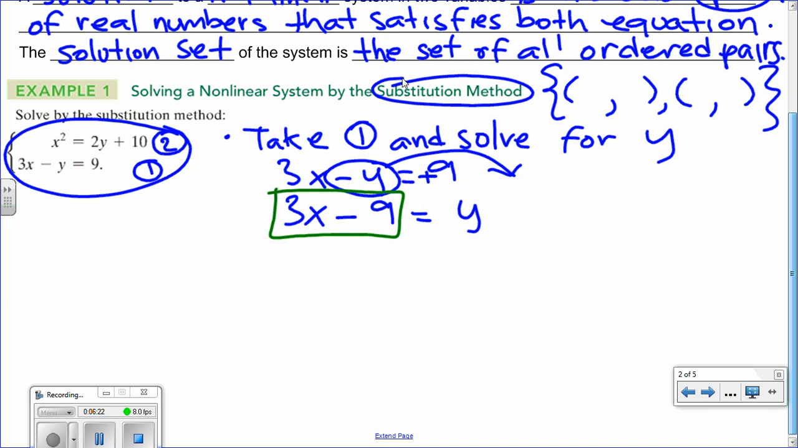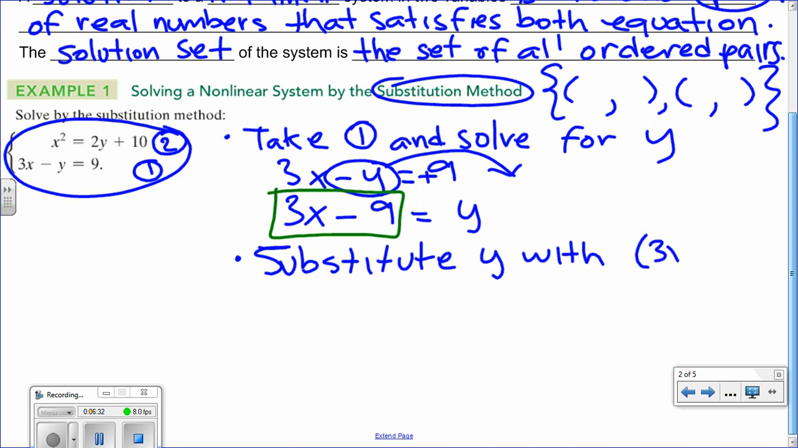My next step is to substitute y with the expression that we found, 3x minus 9, into equation number, oh, my bad, this should be equation 2. We're going to substitute into equation 2.